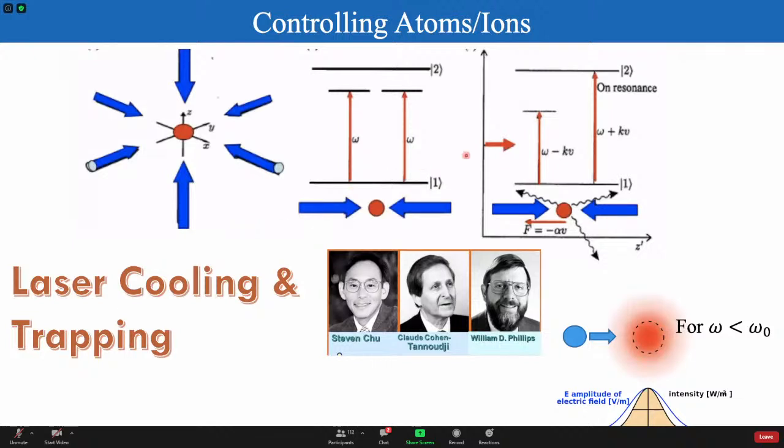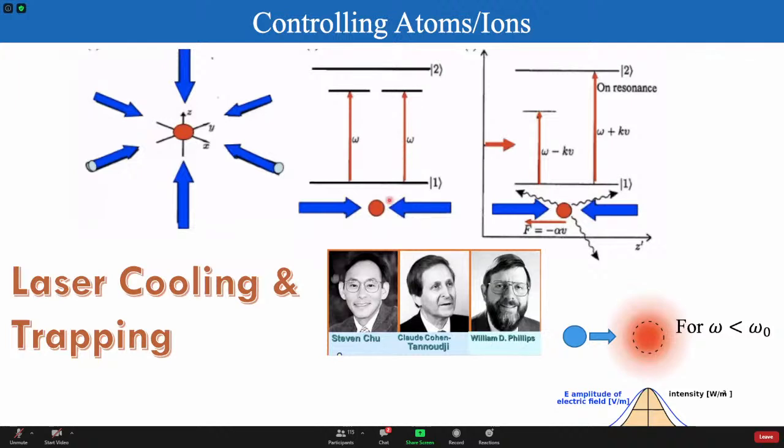So if you have an atom or ion, let's say with ground state 1 and excited state 2, you can have the transition from 1 to 2, which is known as the resonance transition. And if you shine light from all sides, X, Y, Z, as counter-propagating beams, at a frequency lesser than the resonance frequency from 1 to 2, then because of the motion of the atoms, it may appear that this frequency with which the light is coming will be able to reach the resonance line.